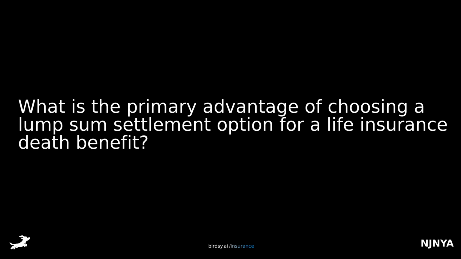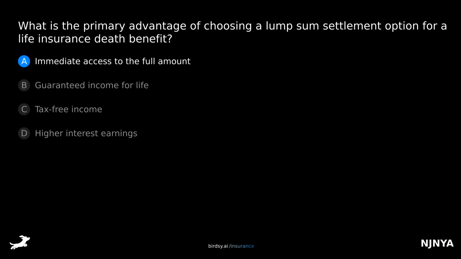What is the primary advantage of choosing a lump sum settlement option for a life insurance death benefit? Is it A, immediate access to the full amount? B, guaranteed income for life? C, tax-free income? Or D, higher interest earnings? The answer is A, immediate access to the full amount.